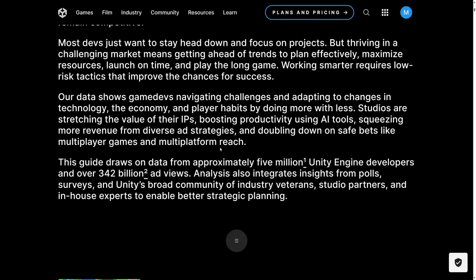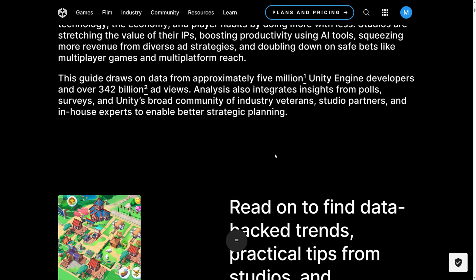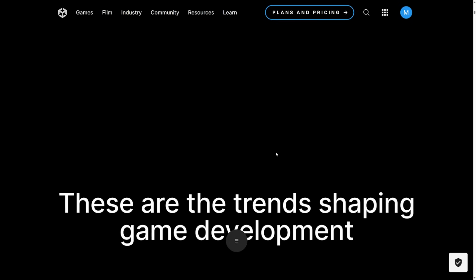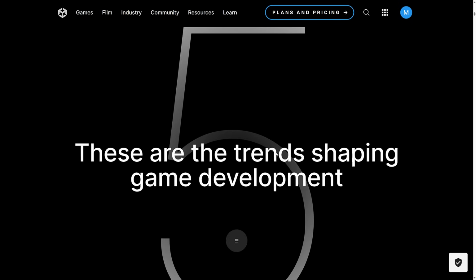So in terms of where they got this information from, it draws from data from approximately 5 million Unity developers and 342 billion ad views. Analysis integrates insights from polls, surveys, Unity's broad community of industry veterans, studio partners, and in-house experts to enable better strategic planning. So that's where they get the data from, basically from Unity Ads, IronSource server stuff, plus they polled developers for a number of it.